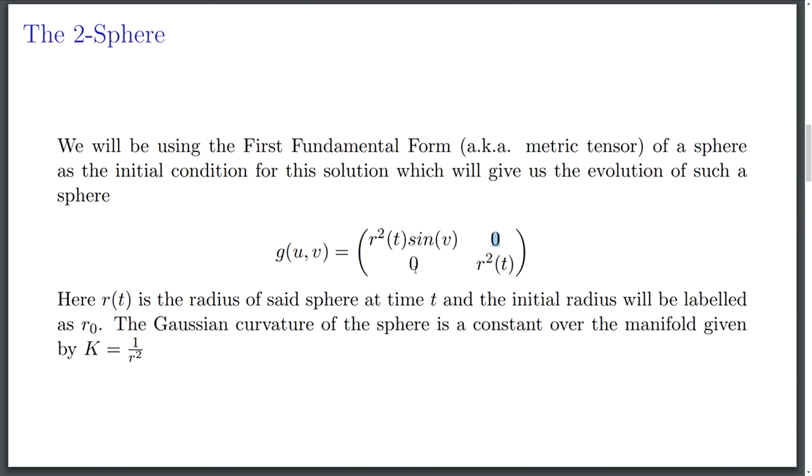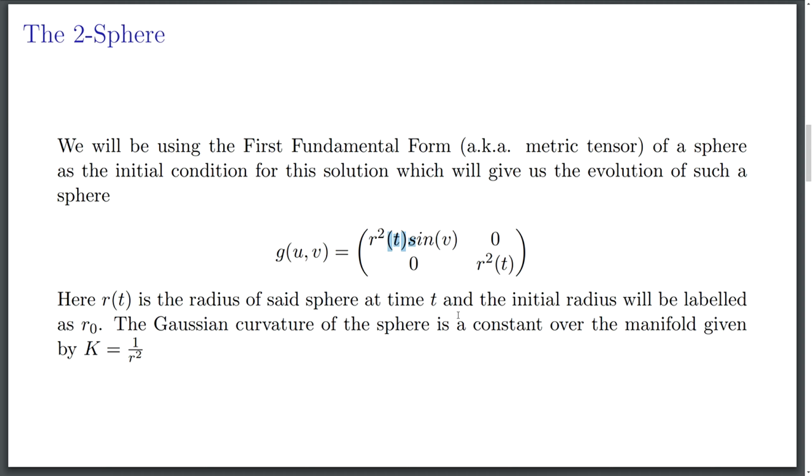Here we also see that I have labeled r squared, the radius of this sphere, to be a function of time, which we will clear up further down the line in a few slides or so, why I have actually chosen to do that. And it will make sense, I promise.